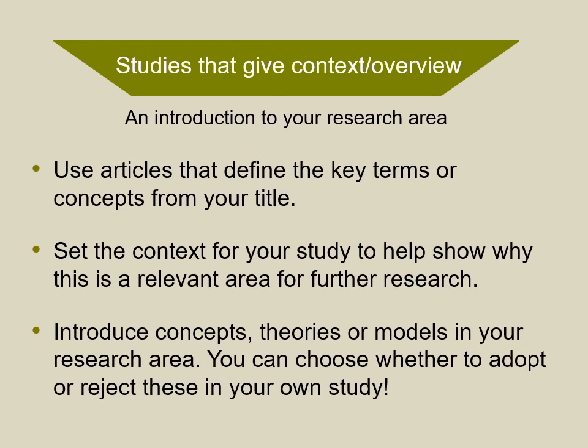So let's look at what each of those sections should include in a little bit more detail. Section 1 should be where you introduce the studies that give context and overview. In other words, this section should serve as an introduction to your research area. There are a few different types of studies that you might want to include in this section. First of all, keep an eye out for any articles or pieces of literature that give good definitions of the key terms or concepts from your title.